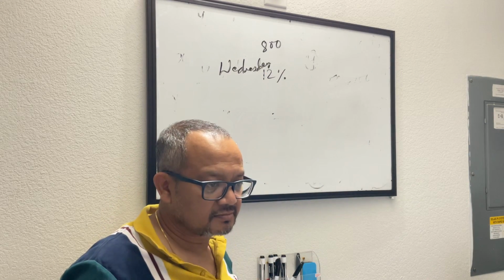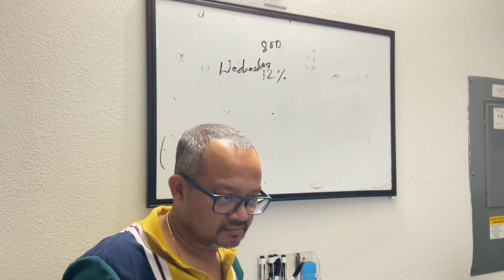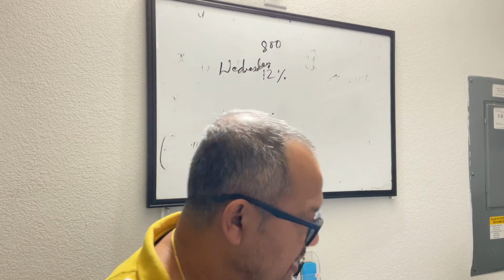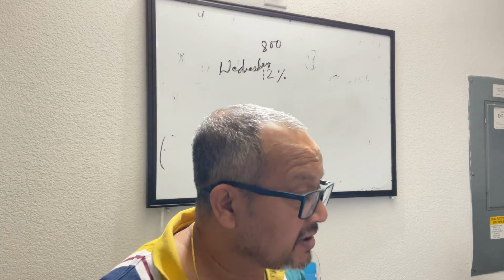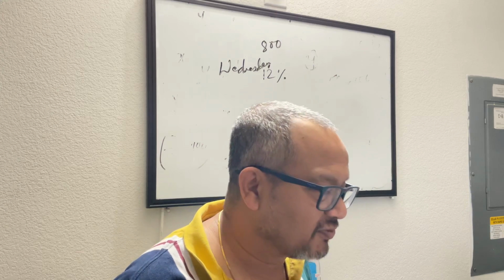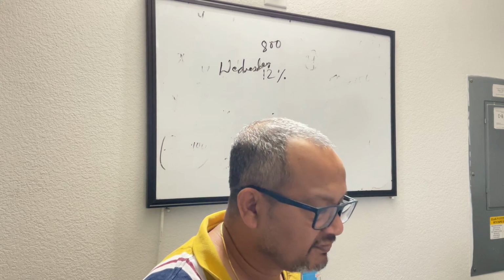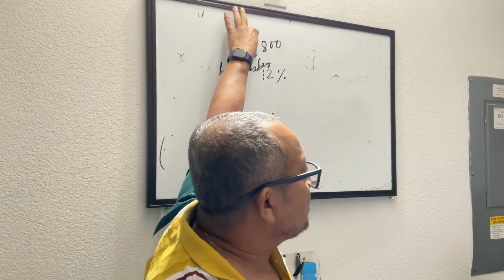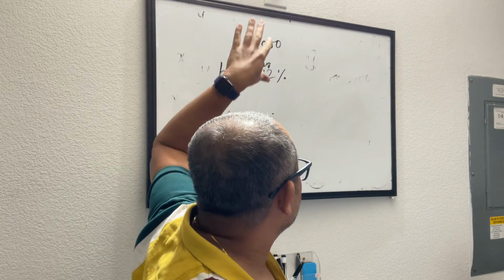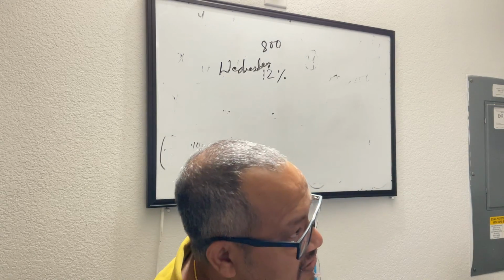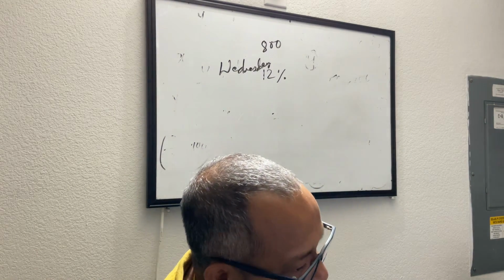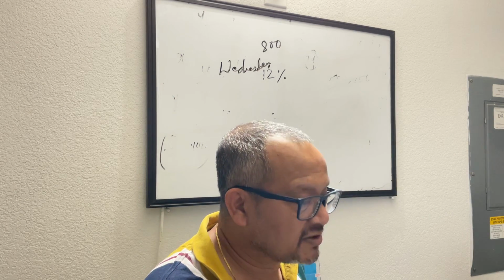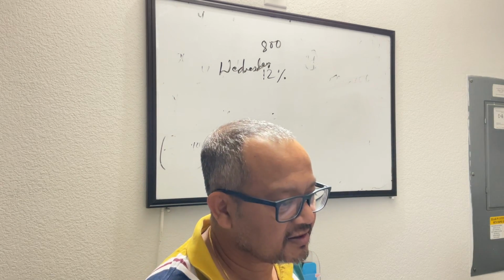On time, so 12%. I will read it one more time. Challenger Elementary School has 800 students. On every Wednesday, 12% of the students stay after school for chess tournament. How many students go home on time on Wednesdays? On time.